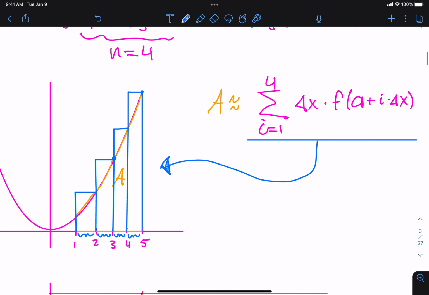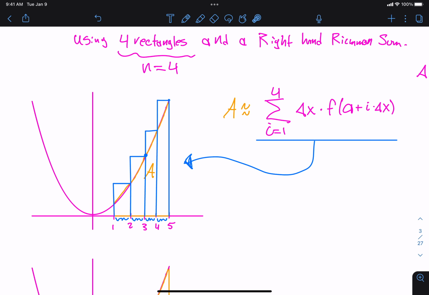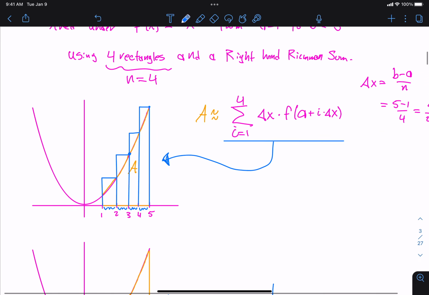Okay, so the idea is that the area which is encapsulated by this red highlight will be close to the area which is captured by the blue boxes. Okay, and this is a right-hand sum because we take the height of each rectangle to be taken from the right side of each subinterval. Okay, so let's see what that is.